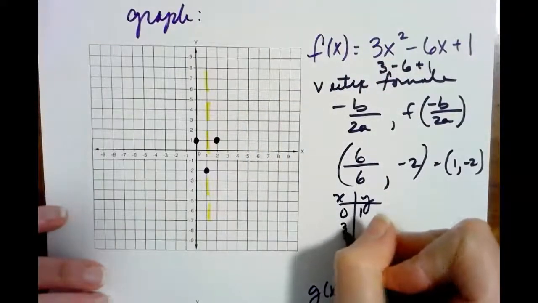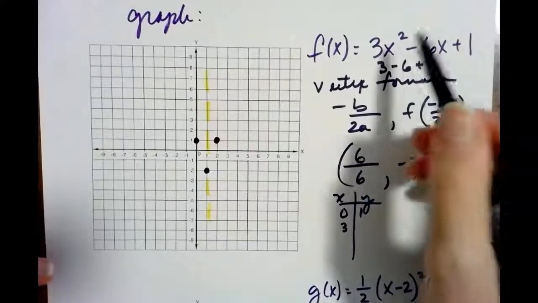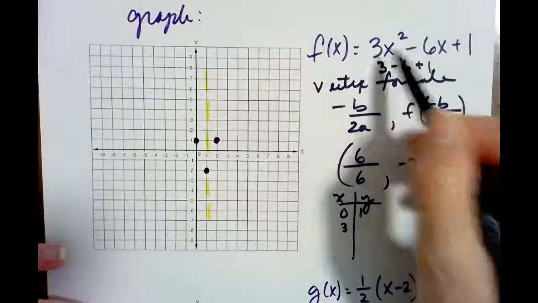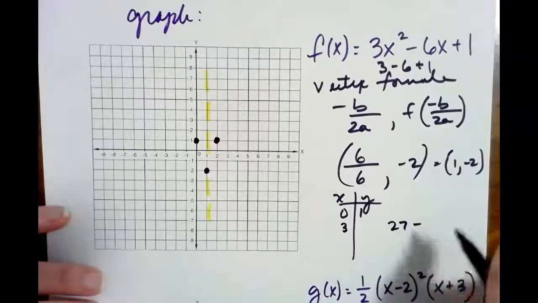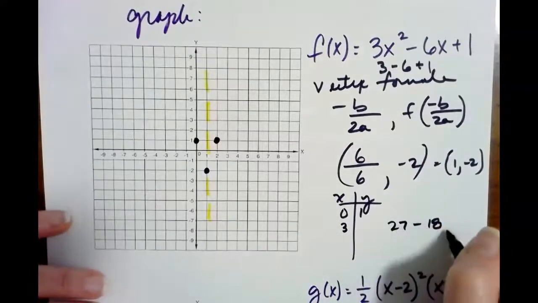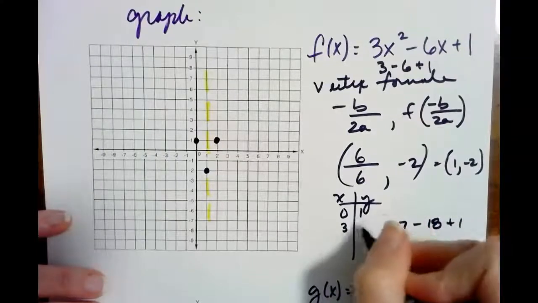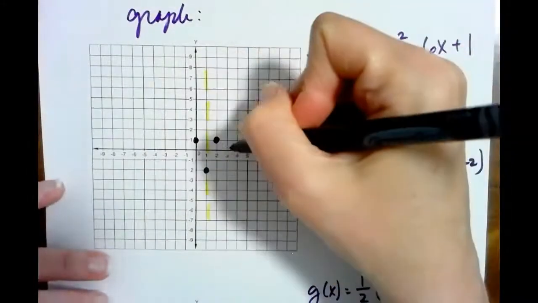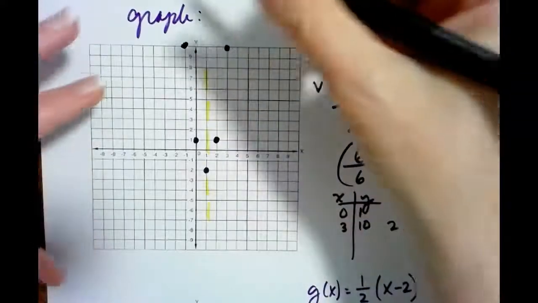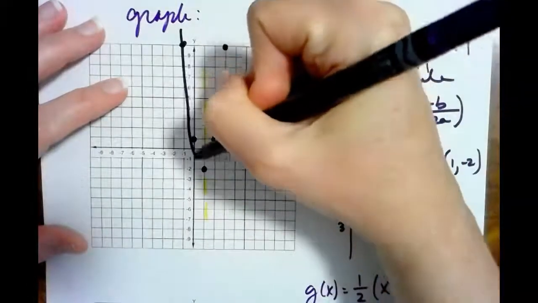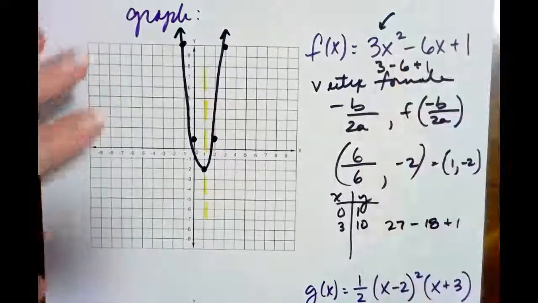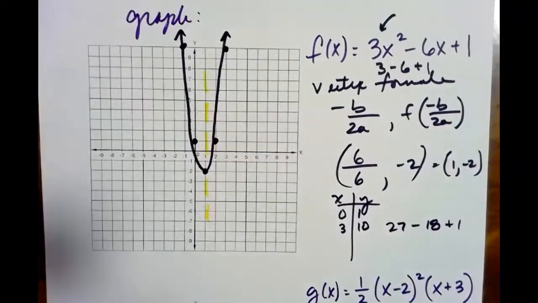Let's plug in a 3, and it might even go off the graph this time. So let's see. 3 squared is 9. 3 times 3 is 27. So we've got 27 minus 3 times 6, which is 18. So 27 minus 18 is 9 plus 1. Whoop, just barely going to fit on. Over 3, up 10. A very, very tall, skinny parabola with that vertical stretch by a factor of 3.